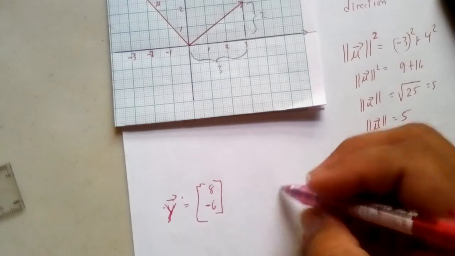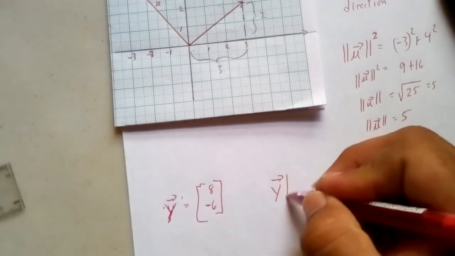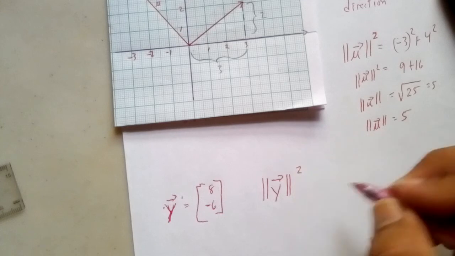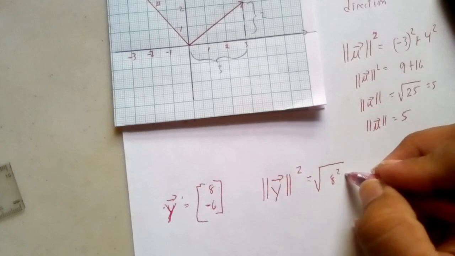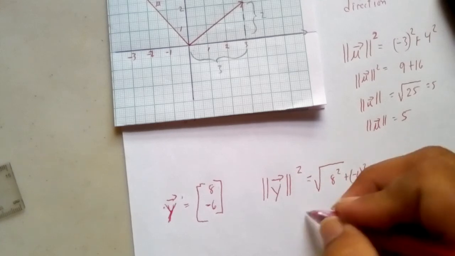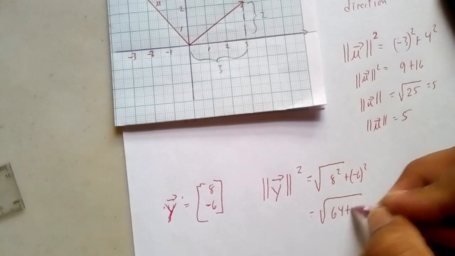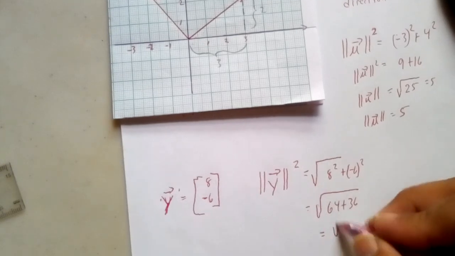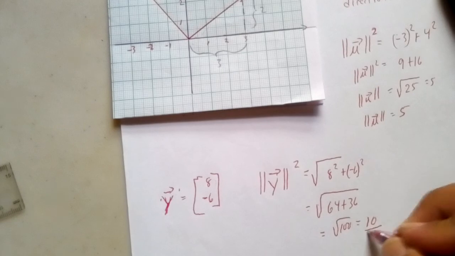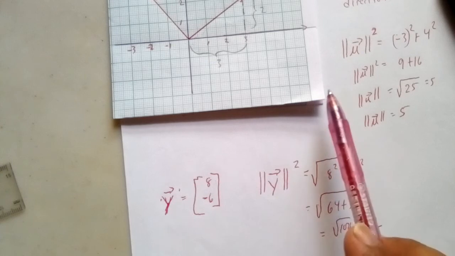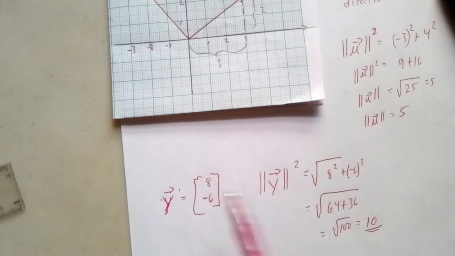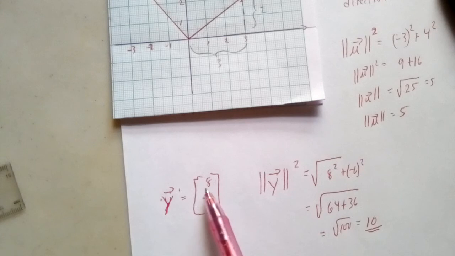So what you will do is put your vector this way. Again, the symbol doesn't change. The square of it is equal to the square root of 8 squared plus -6 squared, and then that gives us 64 plus 36, which is then equal to the square root of 100, which is 10. This is the length of that particular vector. Even though we did not get to see it on the graph, we don't need to see it on the graph. We can still solve for its length, and we do know it has a direction because it's telling me how to get to this vector. That is if you're not given a graph.